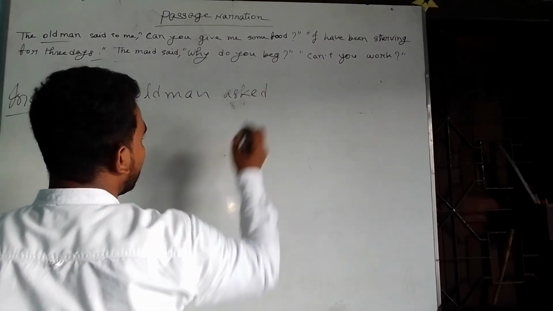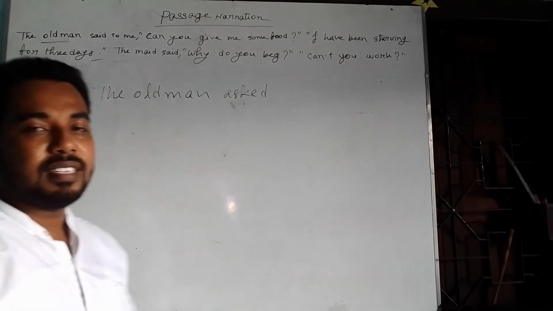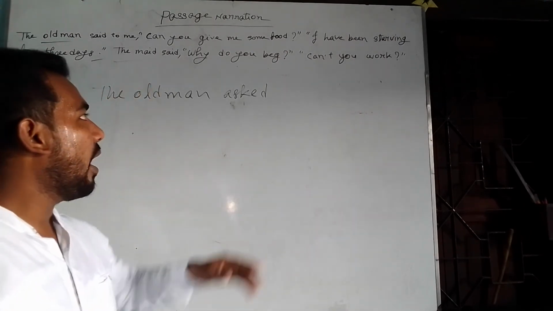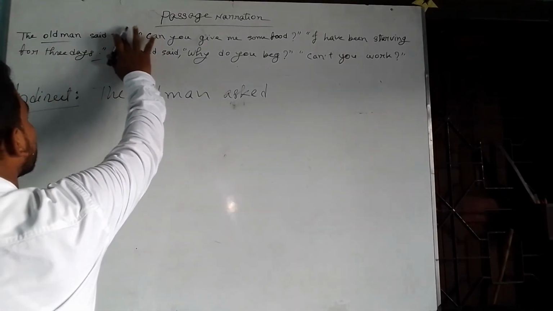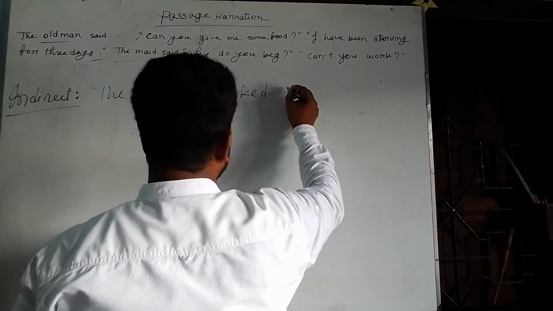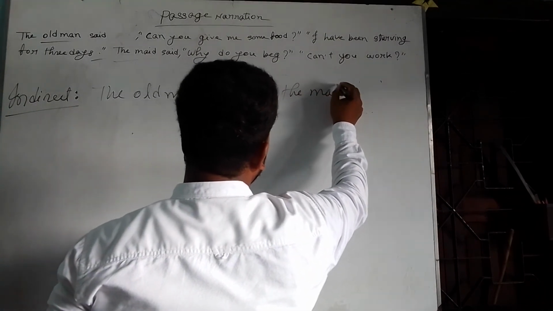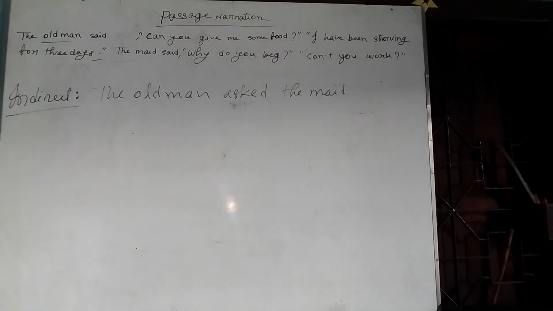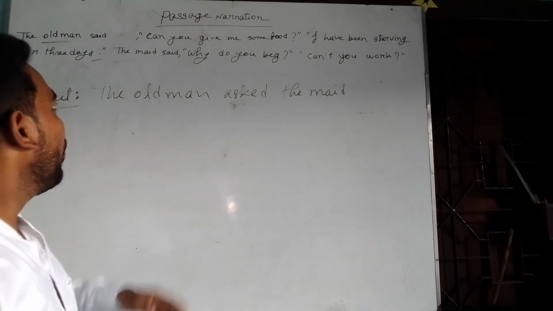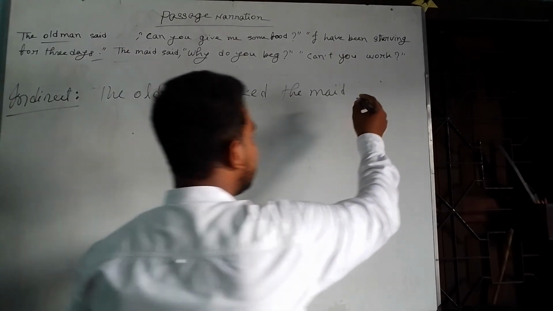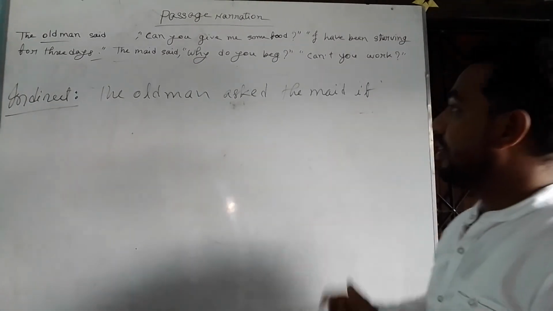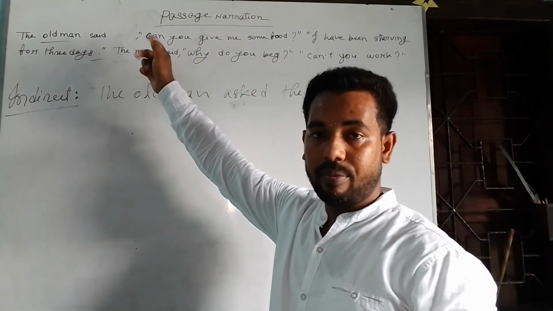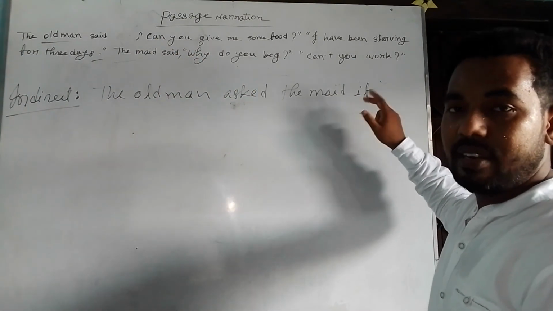asked. Why? As this sentence is interrogative, instead of said to, we have to write here asked. Then the old man asked the maid. As this sentence is interrogative, we have to change the inverted comma. Changing the inverted comma, I will use here if as a linker because this is an interrogative sentence and this sentence starts from an auxiliary verb. That is why I have used here the linker if.